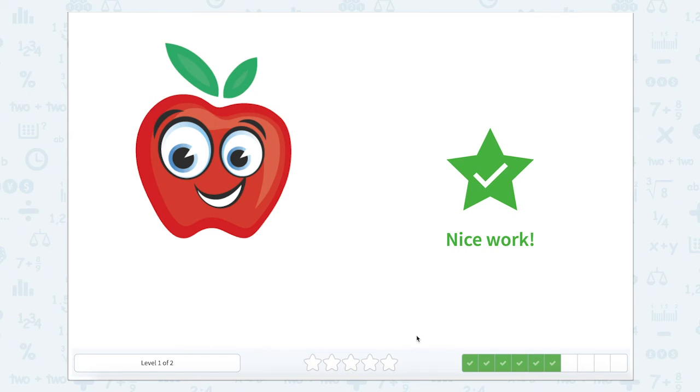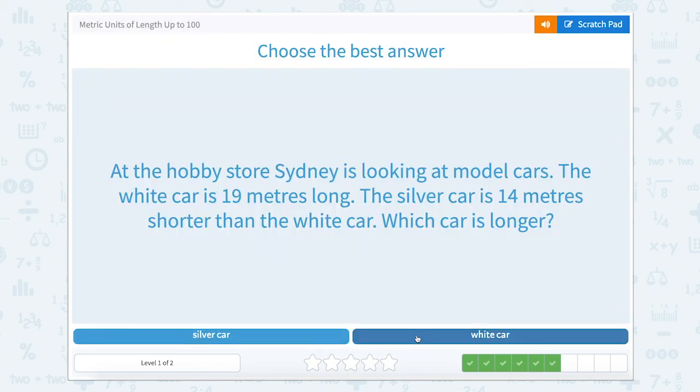Nice work. At the hobby store, Sydney is looking at model cars. The white car is 19 meters long. The silver car is 14 meters shorter than the white car. So which car is longer?